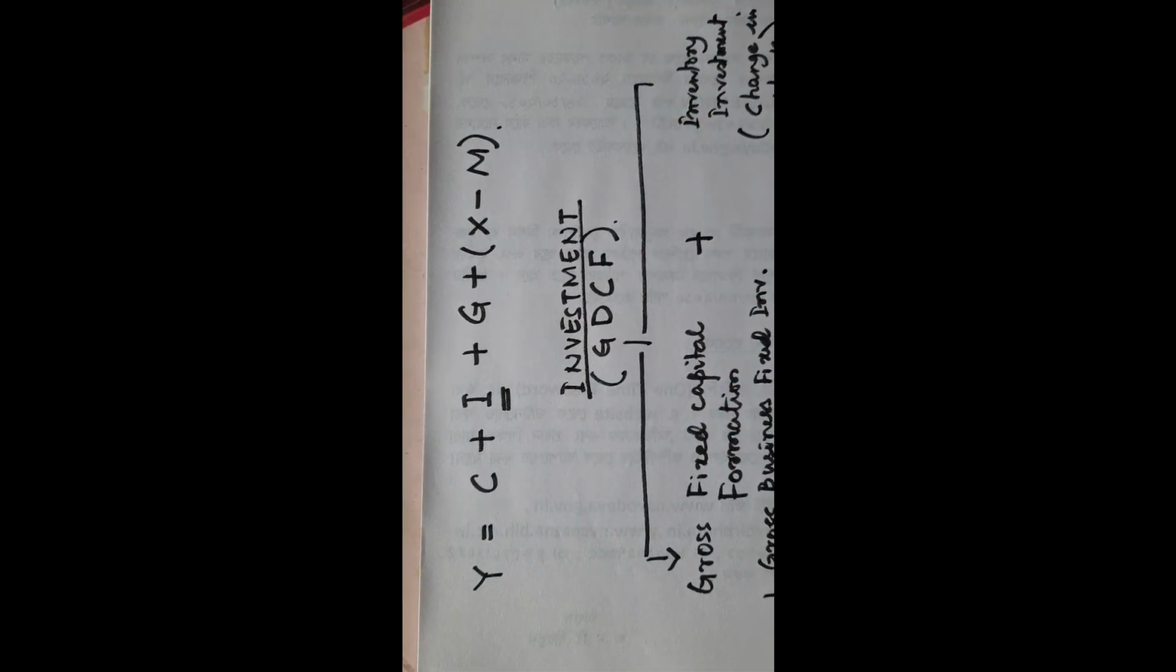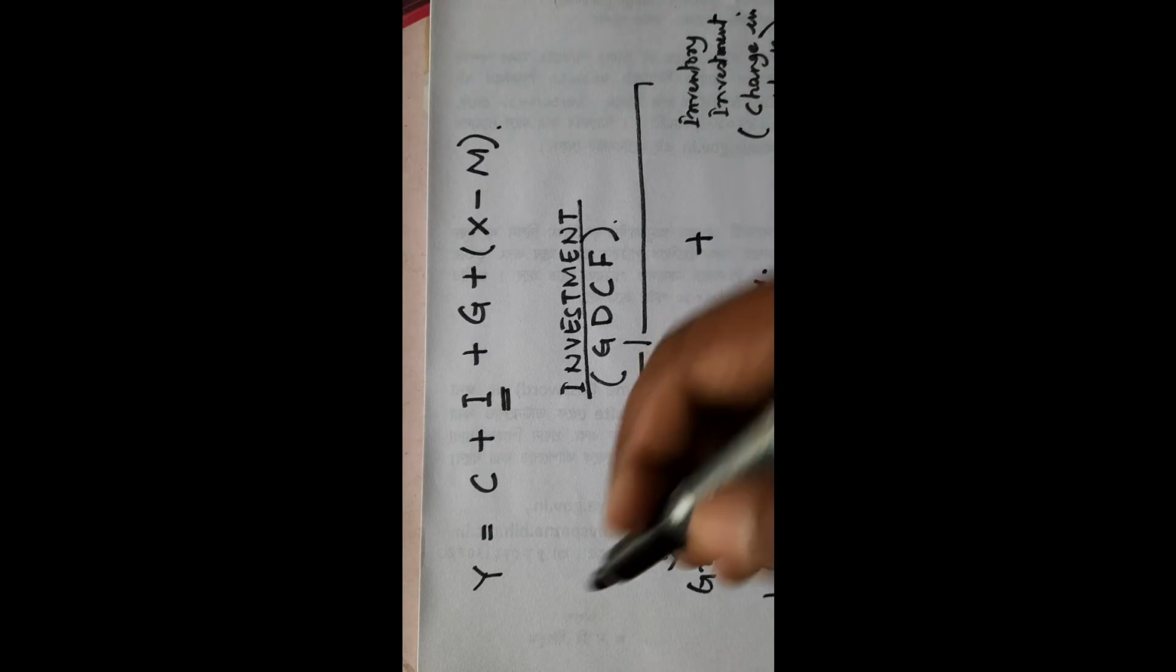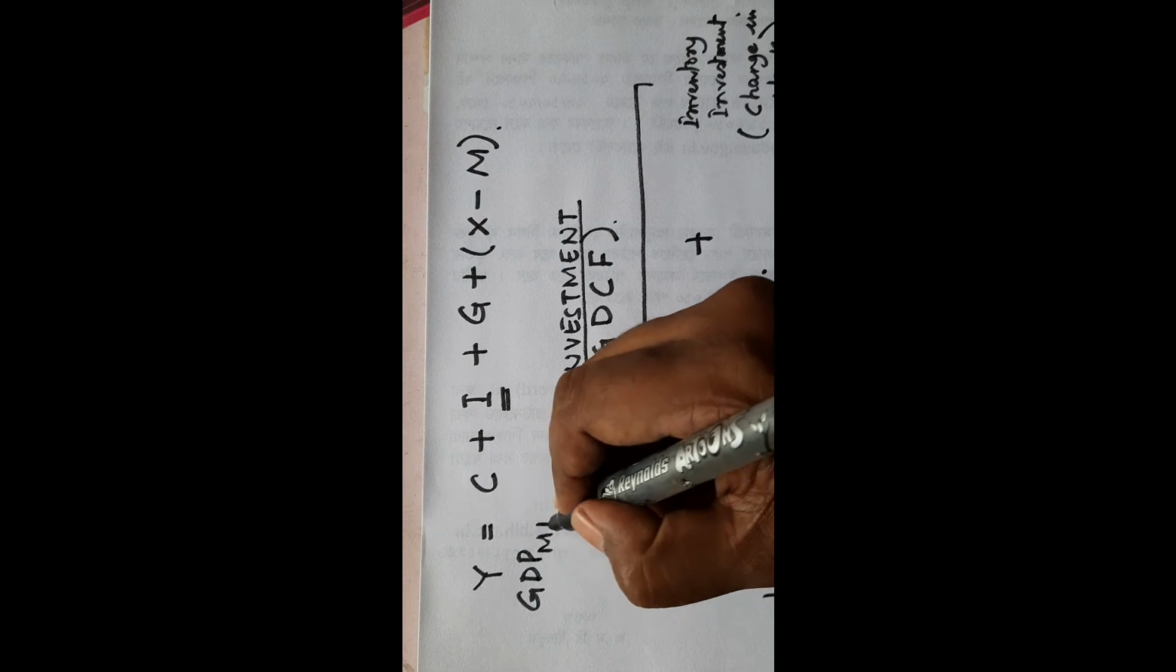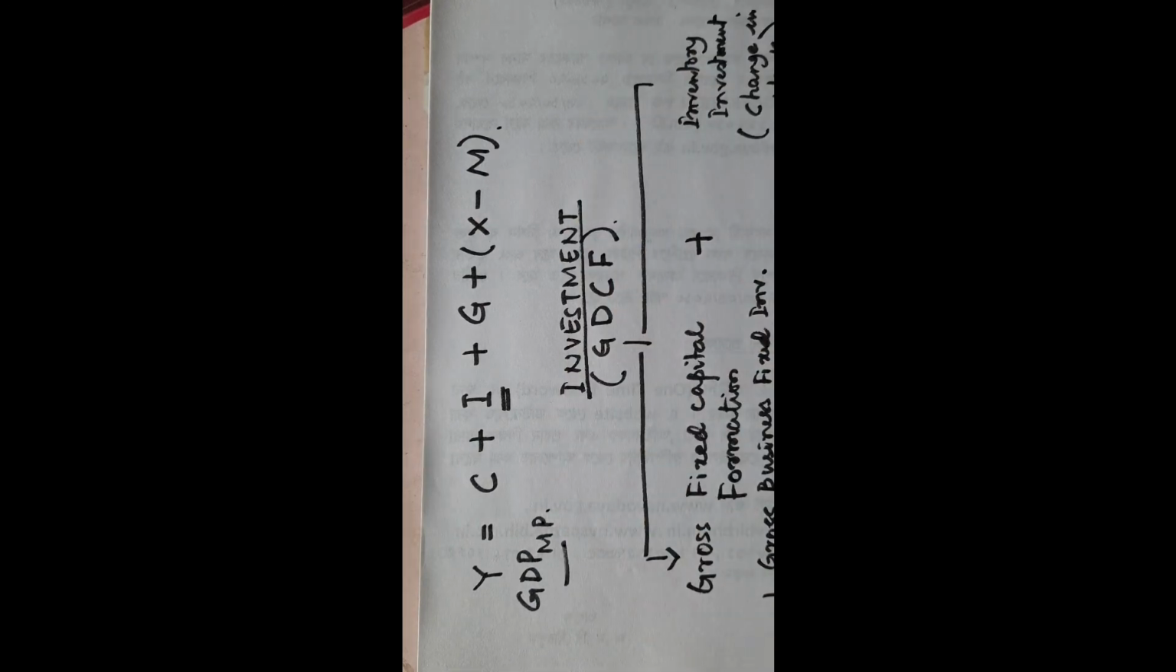This is the basic equation. Now Y stands for gross domestic product at market price. Why do we get to the value of gross domestic product at market price? The reason is that all these expenditures are made at the market price of the goods and services that are being bought by the various entities of the economy. So when we add the value of C plus I plus G plus X, we get the value of gross domestic product at market price.